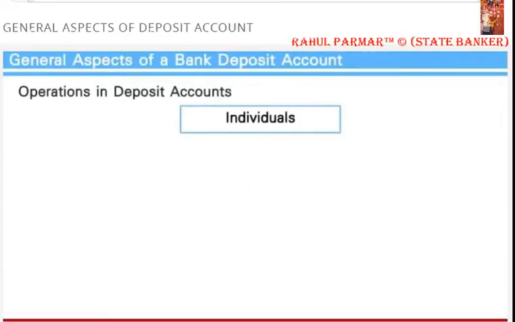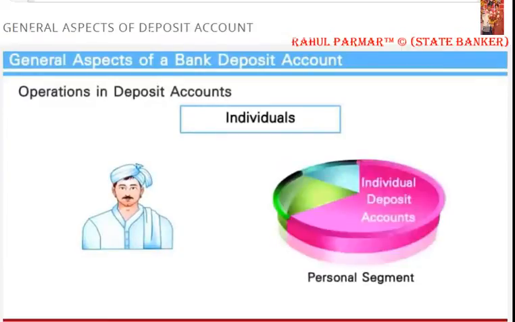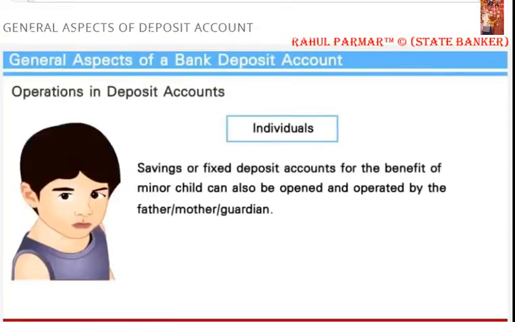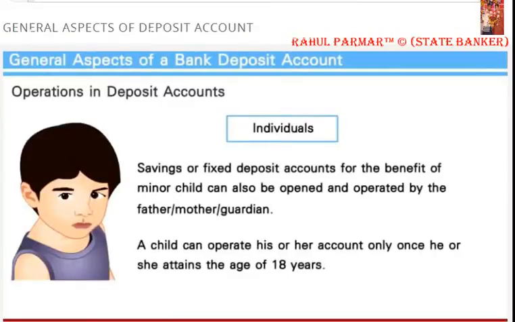Operations in deposit accounts. The deposit accounts opened by individuals form a major share in the personal segment of the banks. An individual who is above 18 years of age, being of sound mind, can open a deposit account. The savings or the fixed deposit accounts for the benefit of a minor child can also be opened and operated by the father or mother or guardian. A child can operate his or her account only once he or she attains the age of 18 years.